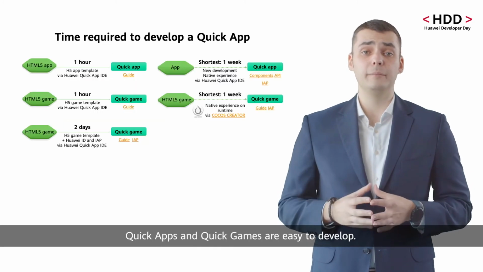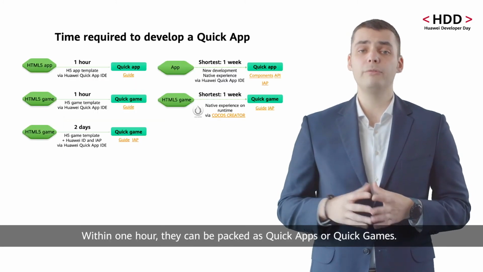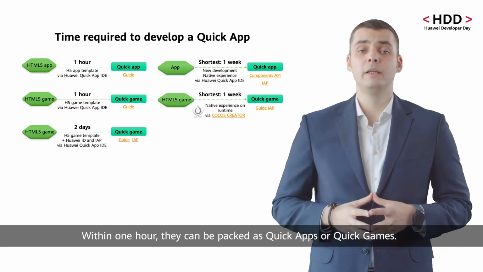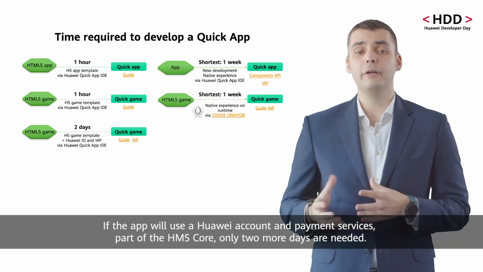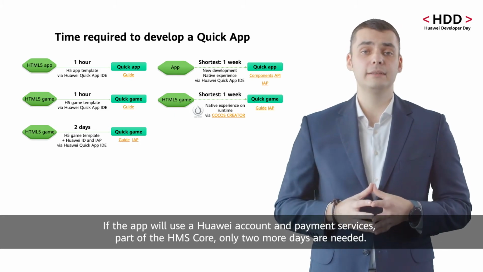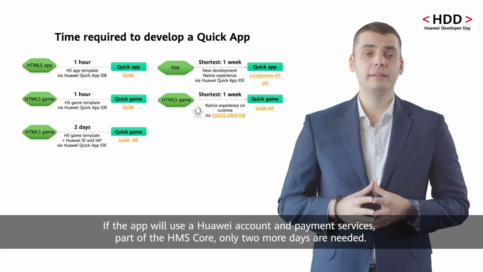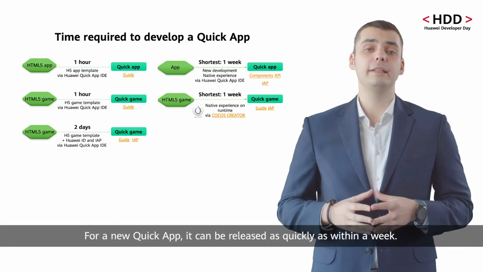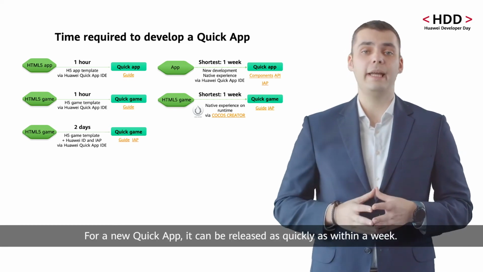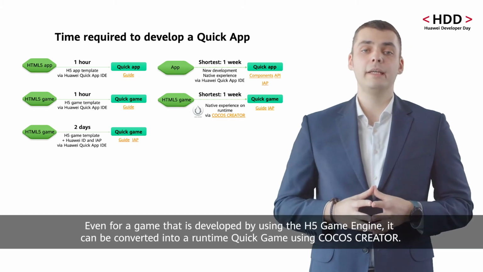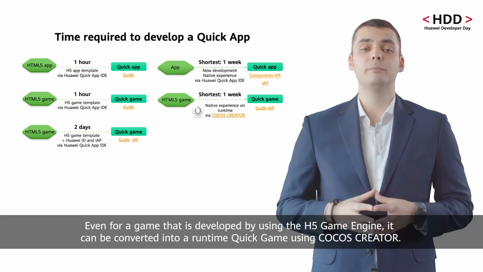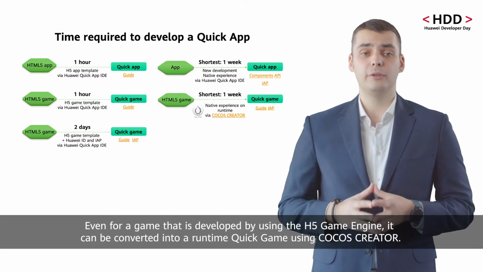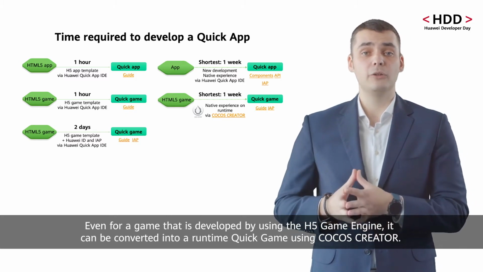Quick apps and quick games are easy to develop. Within 1 hour, they can be packed as a quick app or game. If you are going to use also the Huawei account or payment services, part of the HMS core, then a few more days are needed. So for the new quick app, it can be released as quickly as within a week. Even for a game that is developed by using the H5 game engine, it can be converted into a runtime quick game using the Cocos creator.